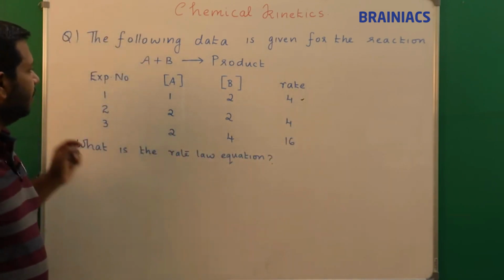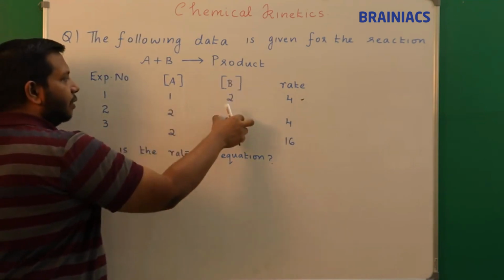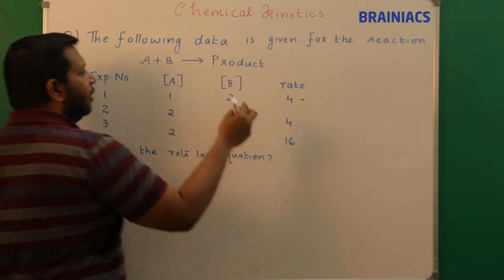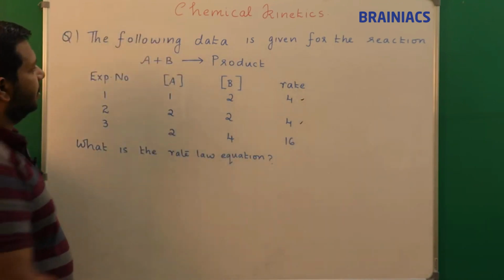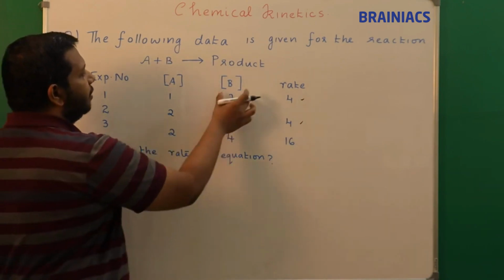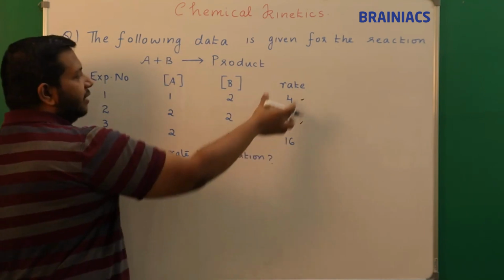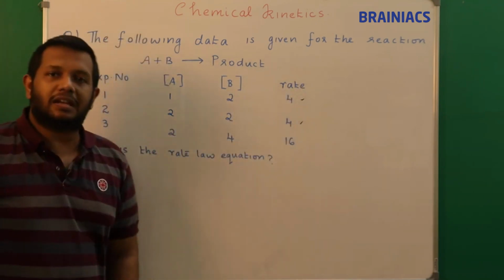And in the second experiment they have doubled the concentration of A, it becomes 2, and they have maintained the concentration of B as 2 itself, then also the rate is 4 times. Now in the third experiment they have maintained the concentration of A as 2 and B's concentration is doubled, then the rate becomes 16 times. Now they are asking you what is the rate law equation.